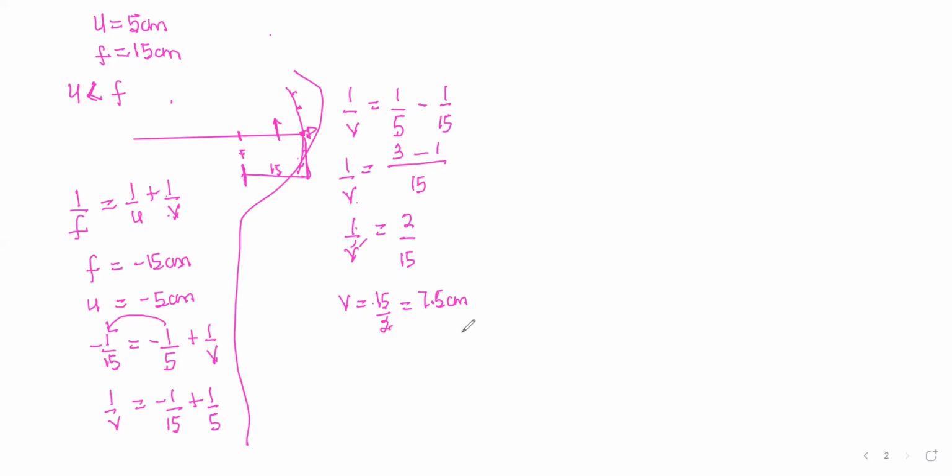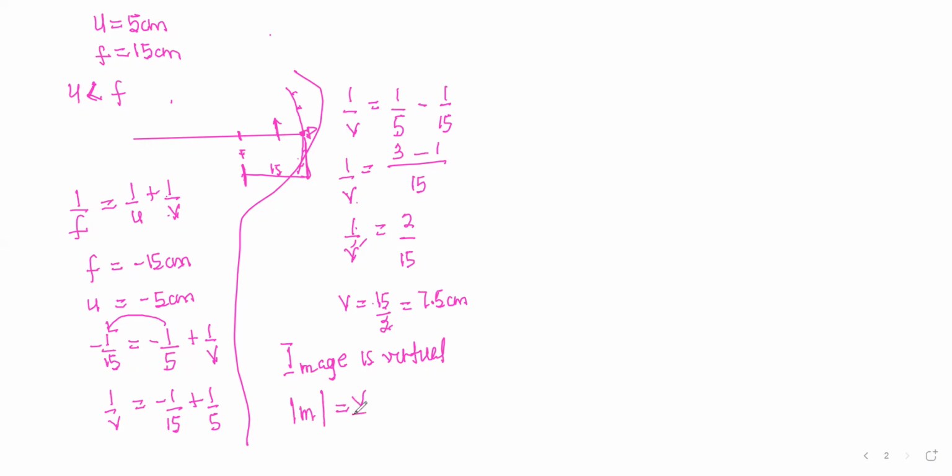The direction of the incident light or measurement is in the same direction as the direction of the incident light. So image is virtual. Now we can predict, because U is less than F, by our understanding of ray diagram, we know image will be magnified. But let's still determine it.